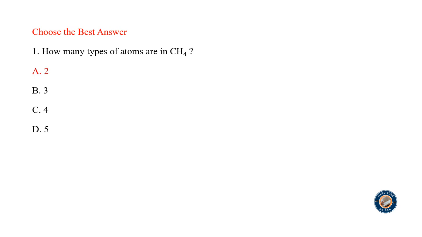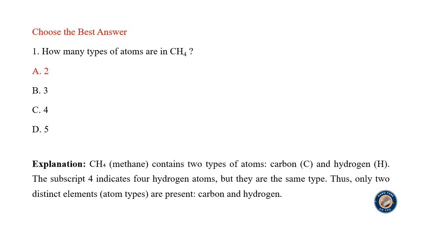The answer is 2. Methane contains 2 types of atoms, carbon and hydrogen. The subscript 4 indicates 4 hydrogen atoms, but they are the same type. Thus, only 2 distinct atom types are present, carbon and hydrogen.